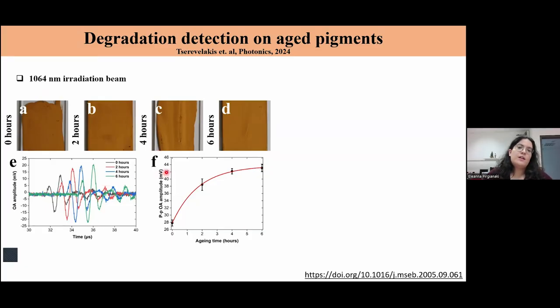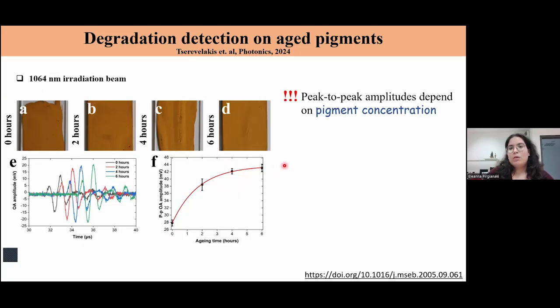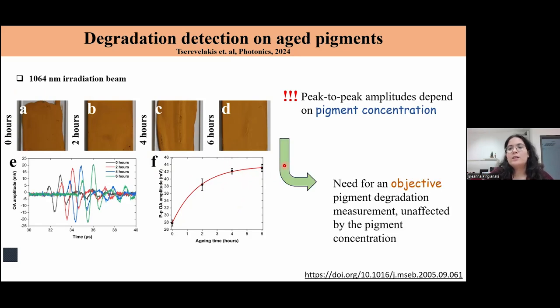But if we look at figure F, we can observe that from 4 hours and afterwards, there is a tendency to saturate, which is actually in great agreement with the literature, where we can see that ochre yellow is a very stable pigment. But all these depend on pigment concentration. So we need to find an objective pigment degradation measurement unaffected by the pigment concentration.